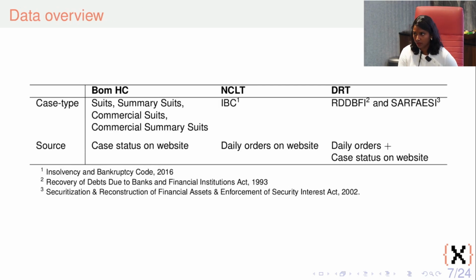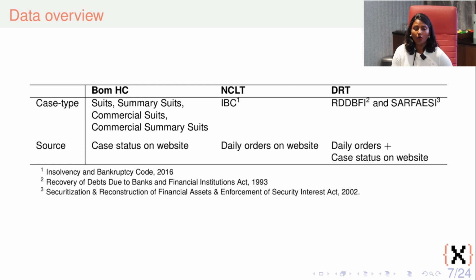Okay, so how did we go about this? All our data was collected from the respective court websites itself. The Bombay High Court lists about 250 odd case types on its website. So we chose 4 case types: suits, summary suits, commercial suits, and commercial summary suits, because based on our discussions and conversations with practitioners and lawyers, we realized that these 4 case types are most likely to have a debt component involved in them.